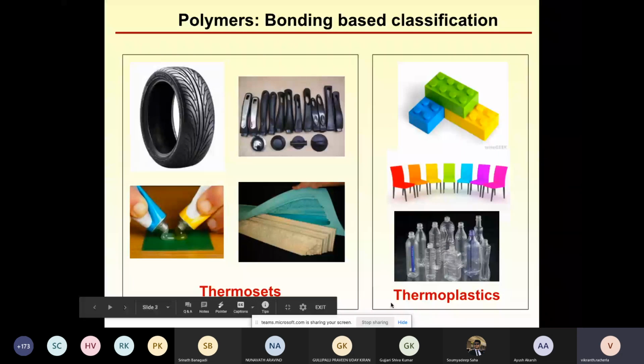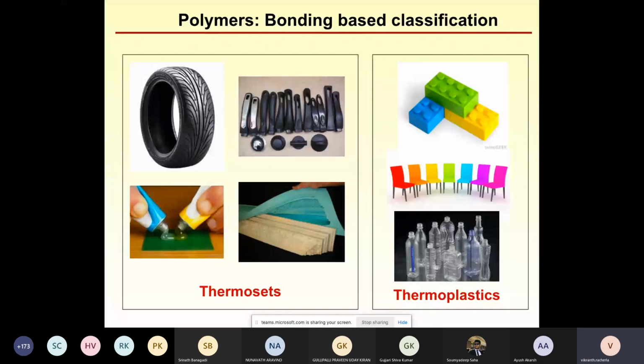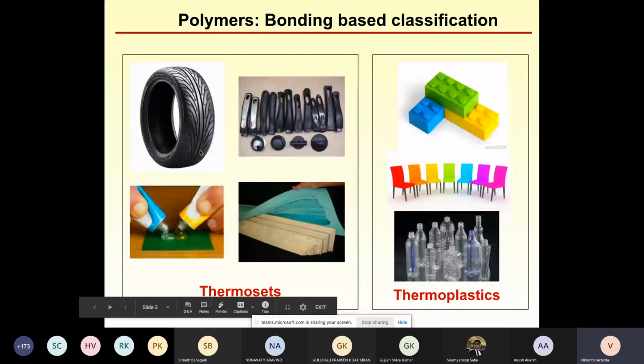But there is a big disadvantage of this good thermal stability. Can you please explain, let's say, the major disadvantage of using the thermoset? So what is the problem with tires, for example?